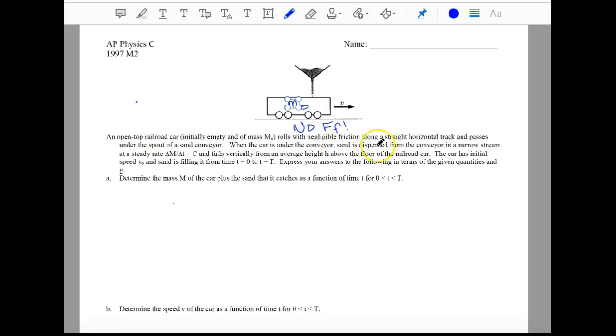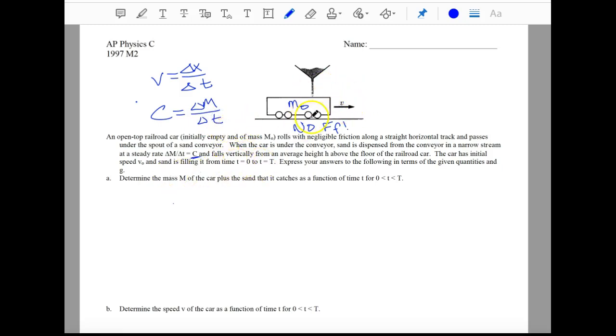When the car is under the conveyor, the sand is dispensed from the conveyor in a narrow stream at a rate. So here is a rate. This is the change in mass over the change in time. So it's kind of like a velocity, and they give that a value c. Velocity is change in position over change in time. Here we're just saying that this flow rate c is equal to the change in the mass of that sand over the change in time.